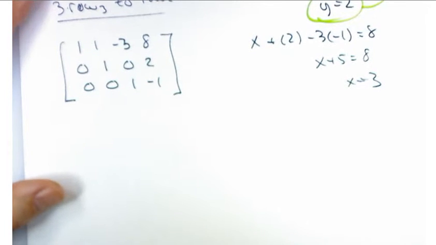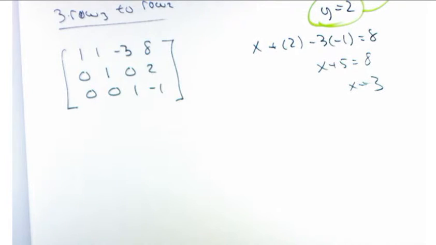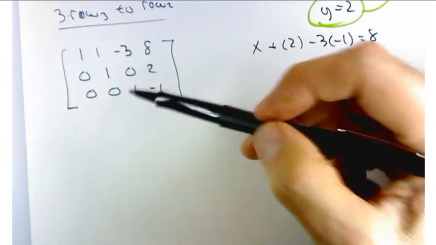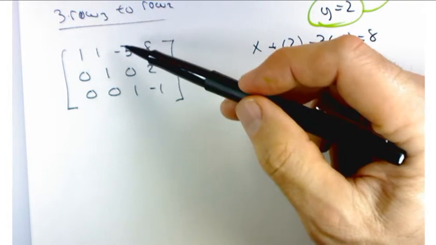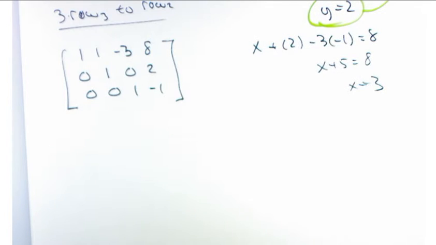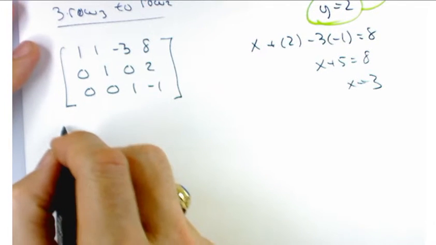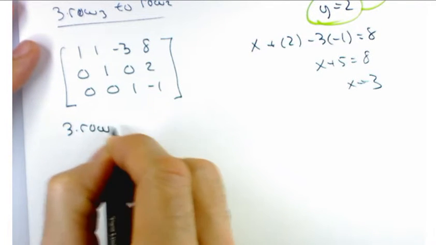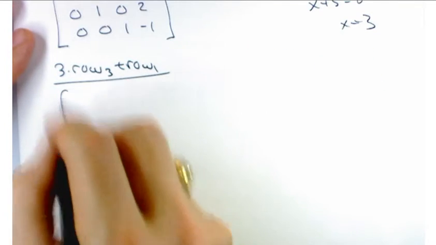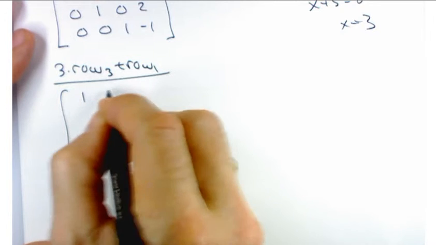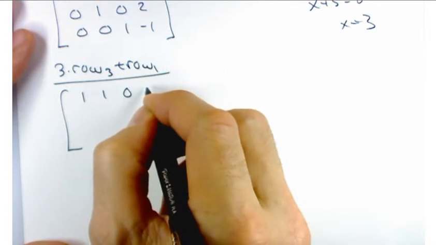So that's great. I can actually read off 2 of my numbers now. To finish this up, I'd multiply this by 3 and add it to this equation. So 3 times row 3 added to row 1, will give me 1, 1, 0, 5.